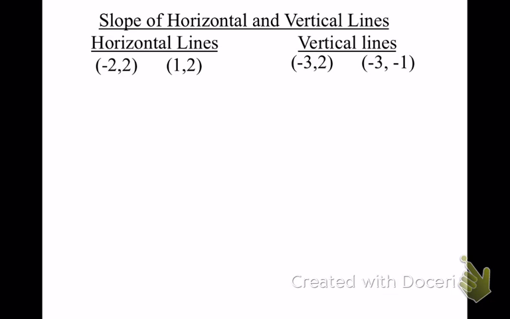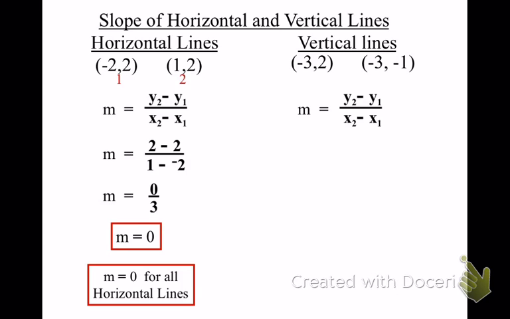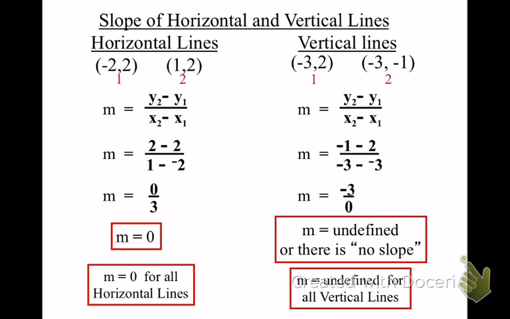All right. So for all horizontal lines, the slope will be 0. We call that a flat slope. But for all vertical lines, it will always be undefined, which we just proved.